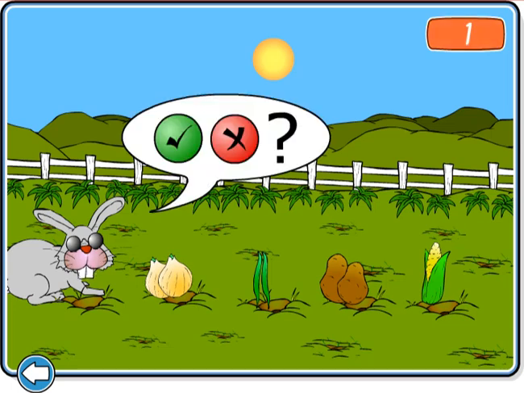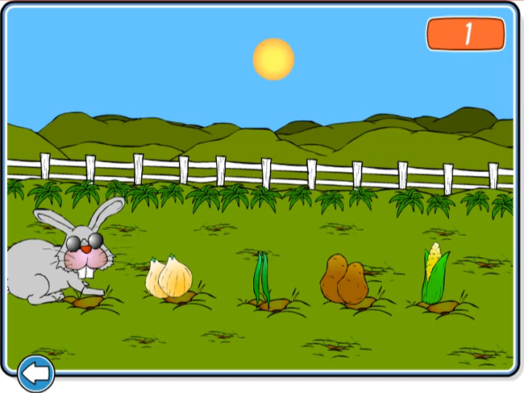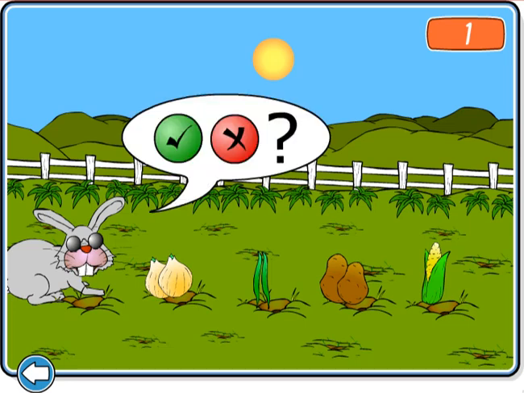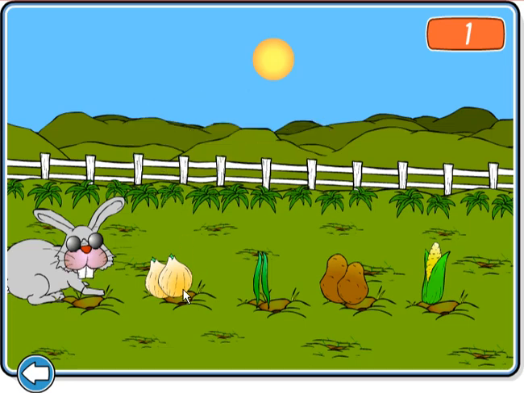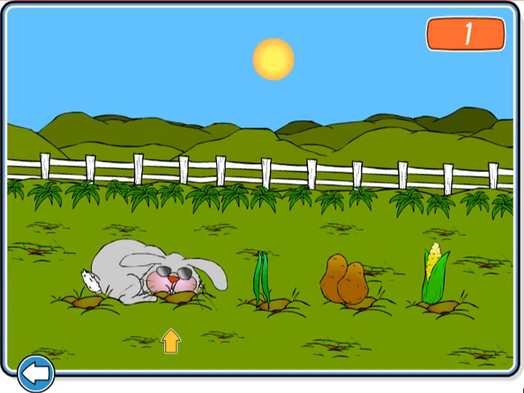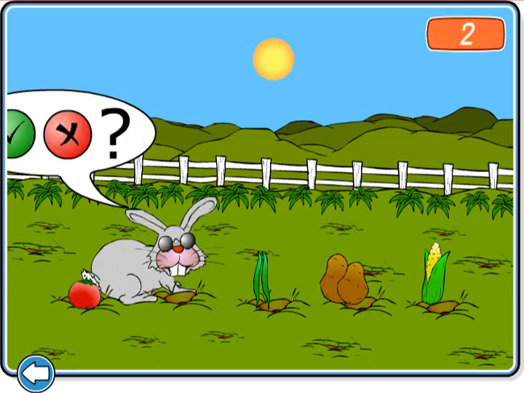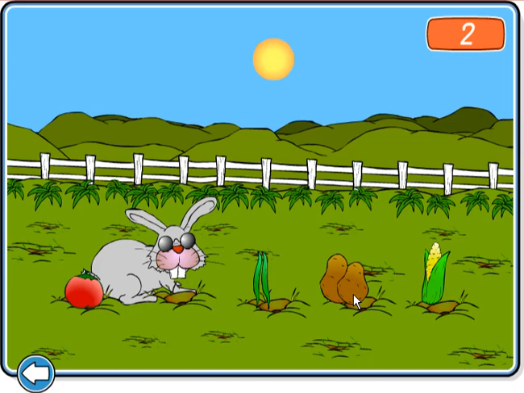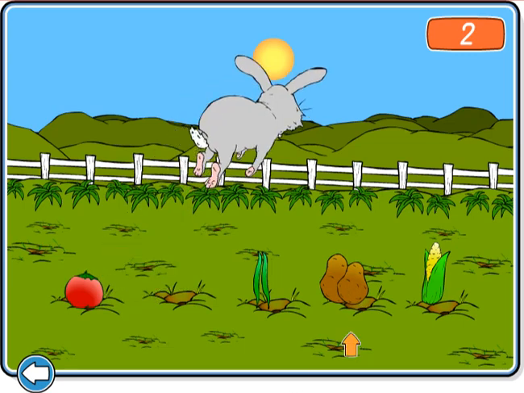Are there any cucumbers? Are there any onions? Yes, there are. There are some onions. Are there any potatoes? Yes, there are. There are some potatoes.